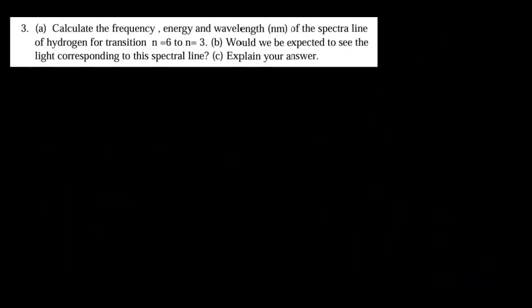Next is on transitions. They are saying calculate the frequency, the energy, and the wavelength in nanometers of a spectral line of hydrogen for the transition n equals 6 to n equals 3. And then they're saying, would you expect to see this light corresponding to this line spectra? And then C, explain your answer. So we want to calculate the frequency, the energy, and the what? Wavelength. So we can start from the wavelength.